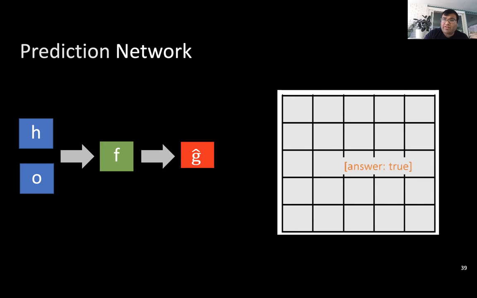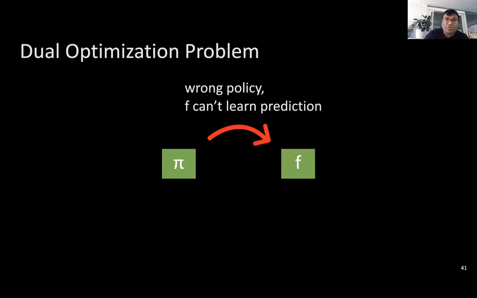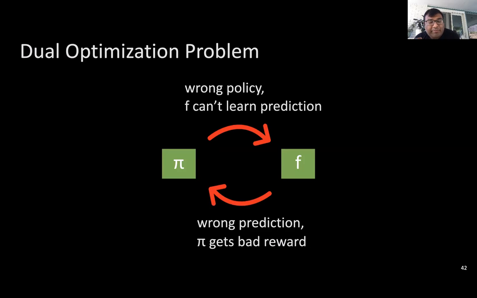Now, if you think of what we are trying to do, this is a dual optimization problem. If you have a wrong policy function, if you're not able to take the right actions, for example, if you're just moving around in the free space, your prediction function cannot do a lot. If it doesn't have the right observation, it cannot predict whether the hypothesis is true or not. On the other hand, if you have a bad prediction function, the policy function will never get the good reward, and so it will never be able to learn properly, essentially. So now we have this dual optimization problem.